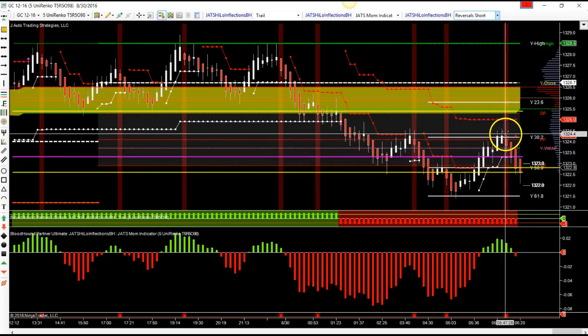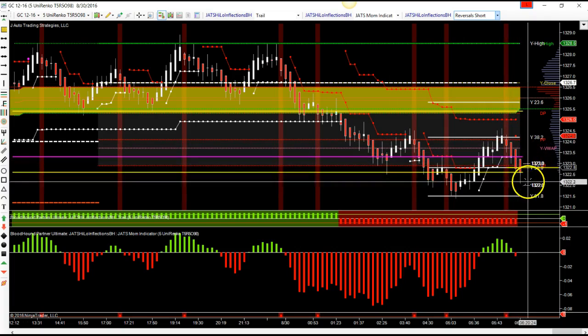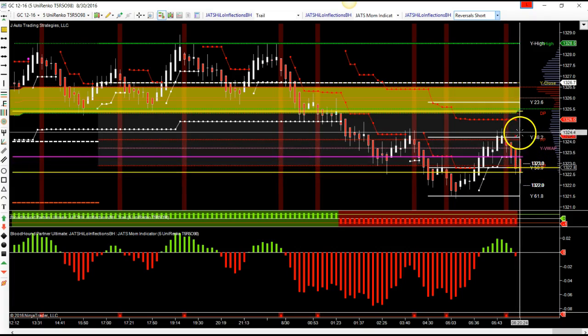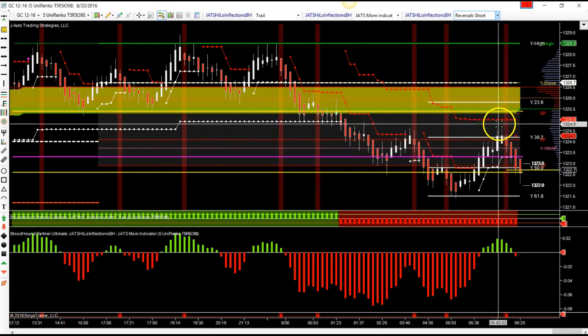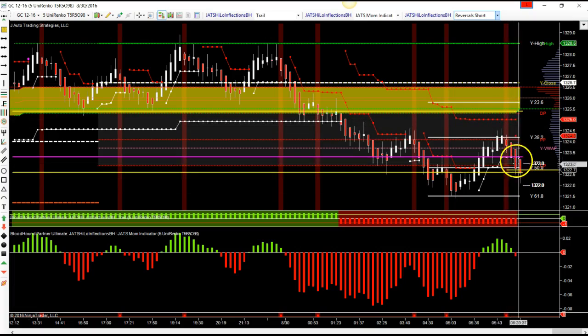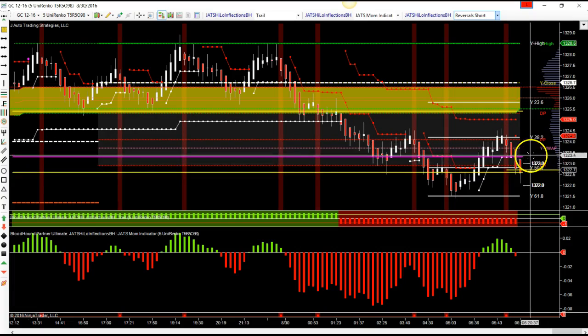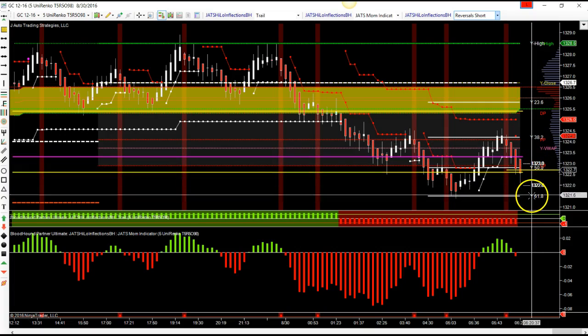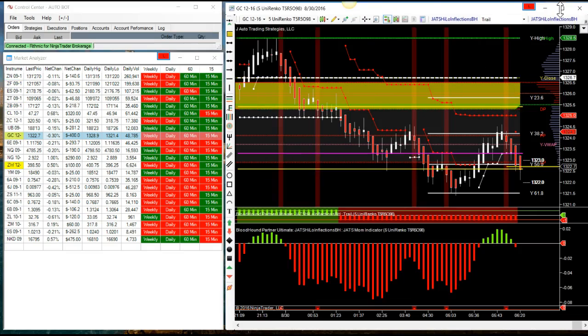I hate chasing. I hate getting in the middle. But, and then your stop is above that pivot. So it's a little bit long of a stop. But a very good opportunity for a sweetheart trade to the south. So that's how you do it.